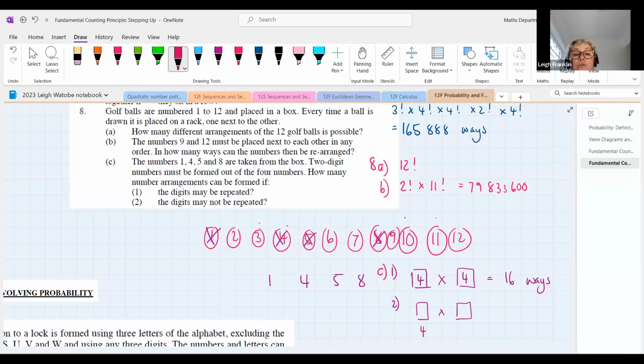And now, if we've used one of these numbers already, we are not allowed to use a number again. We cannot repeat. So it would be 4 by 3. So it would be 12 ways, 100%. Okay, does that make sense to everybody? Are there any questions? Yeah, 4 by 3, that's it. Because there's 4 ways we can fill the first block. Once we've chosen a number, we're not allowed to repeat. So that means we've only got 3 numbers left to choose from.